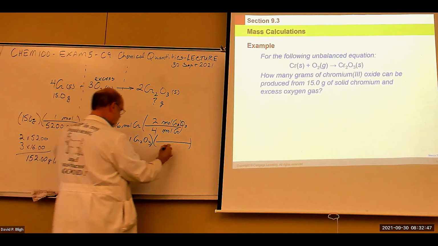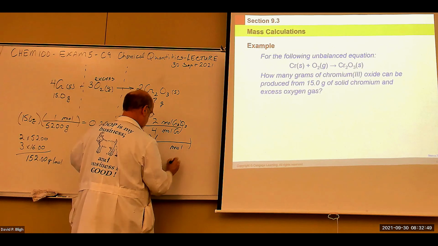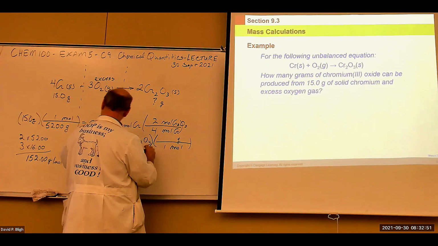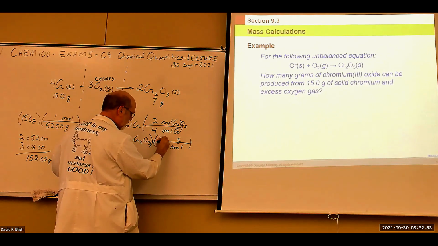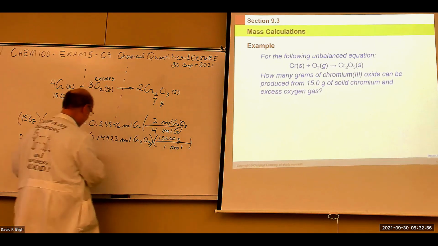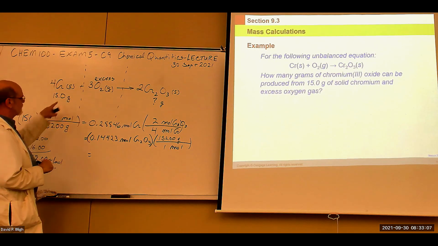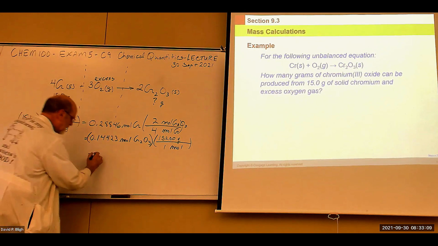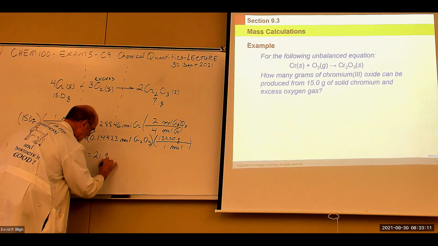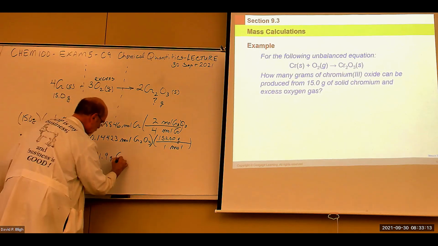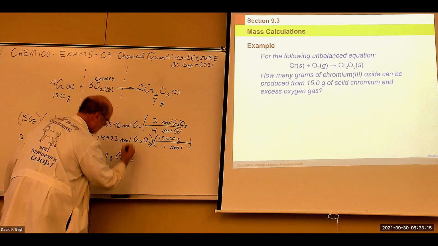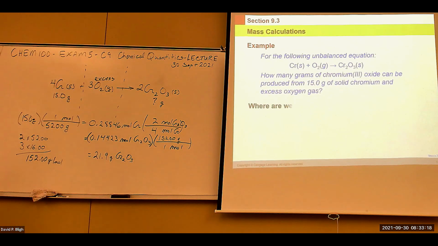So if we want to cancel moles and leave us with grams, this number goes on top. Okay? Then we multiply it by that value. And I get 21.9. Let's see. 3 significant figures. 21.9 grams of chromium 3 oxide. Okay?